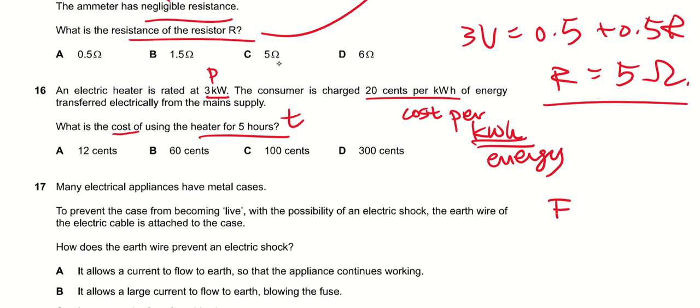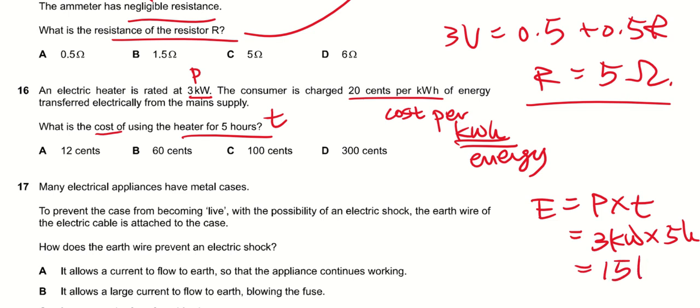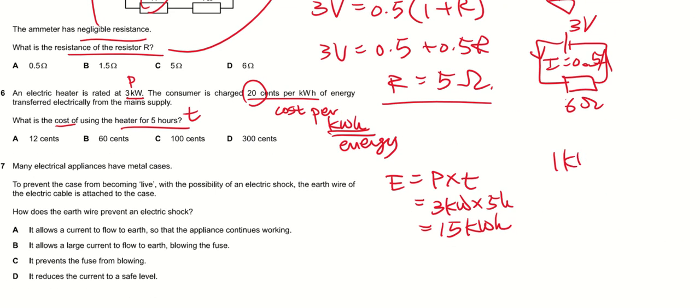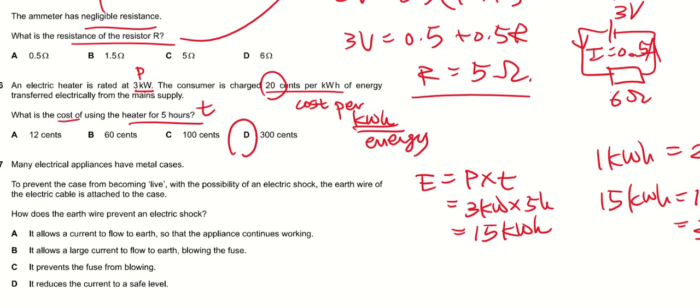This is T. Now, energy equals power times time. So my power is 3 kW, my time is 5 hours. So altogether, I have 15 kWh. If 1 kWh is 20 cents, 15 kWh will be, just a second. Okay, because 1 kWh equals 20 cents, 15 kWh will then be 15 times 20. I get 300 cents. So answer is D. Every time they ask for the cost of electricity, always express your energy in terms of kWh, which is power in kW, time in hours.